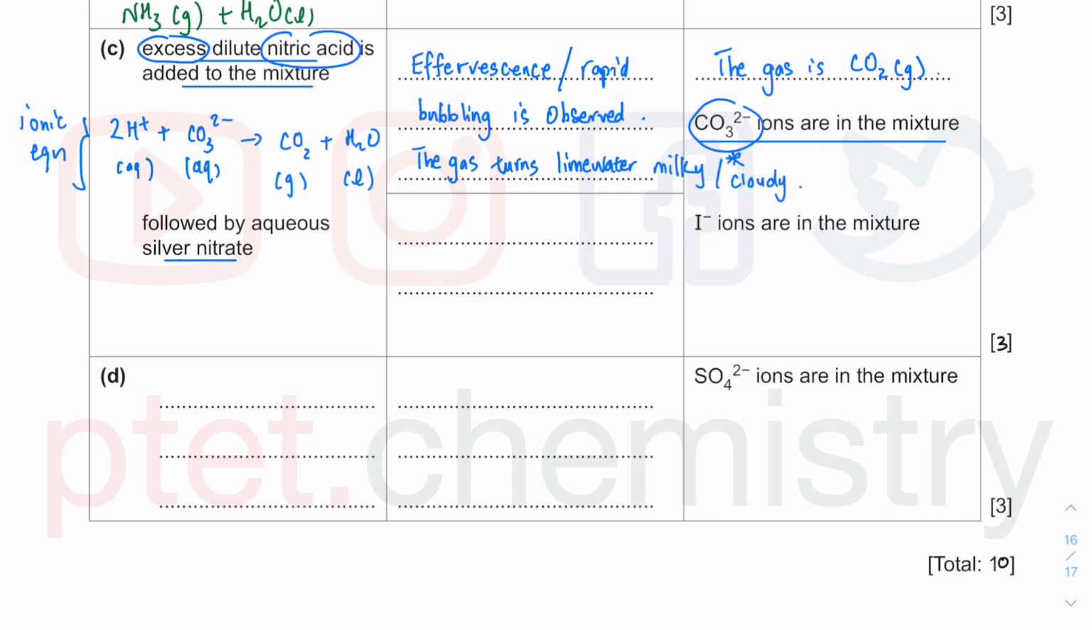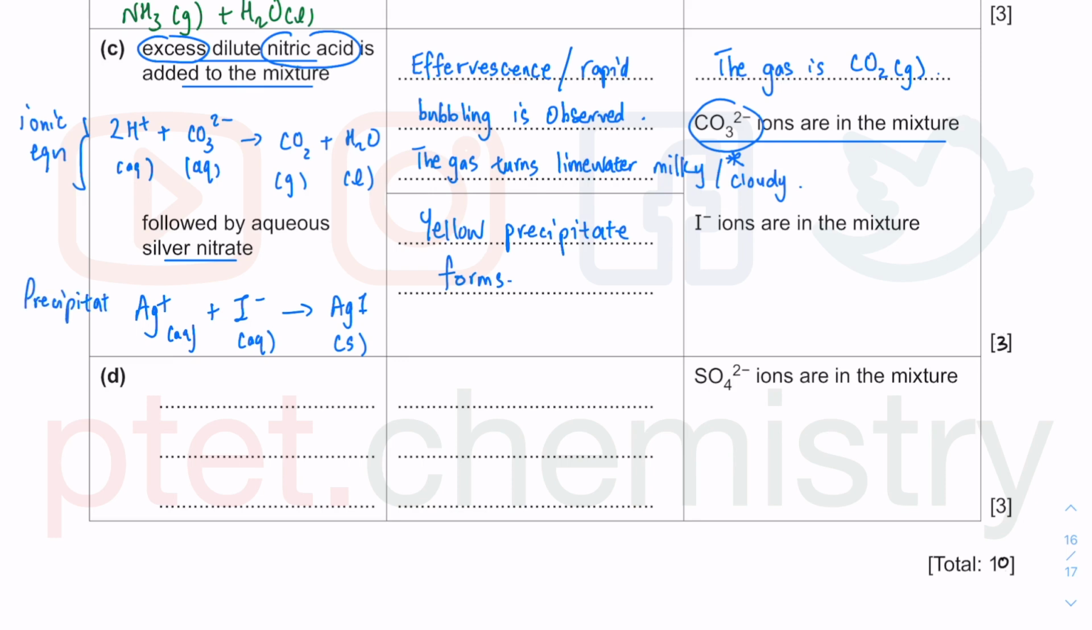When you use silver nitrate, you're going to get Ag plus aqueous plus the I minus aqueous, both of which are colorless. And you will get a solid coming out. And you get yellow precipitate. So I should say yellow precipitate forms. So that's the color of silver iodide. You should know that this is a classic precipitation reaction. This is the ionic equation for this precipitation.